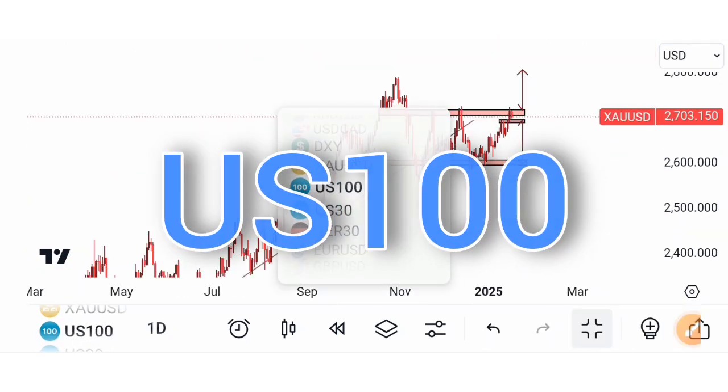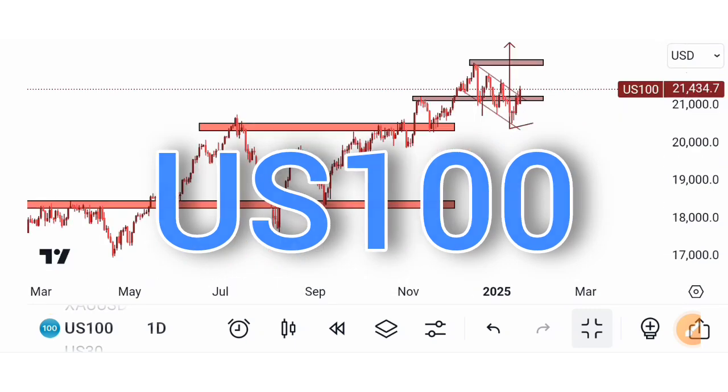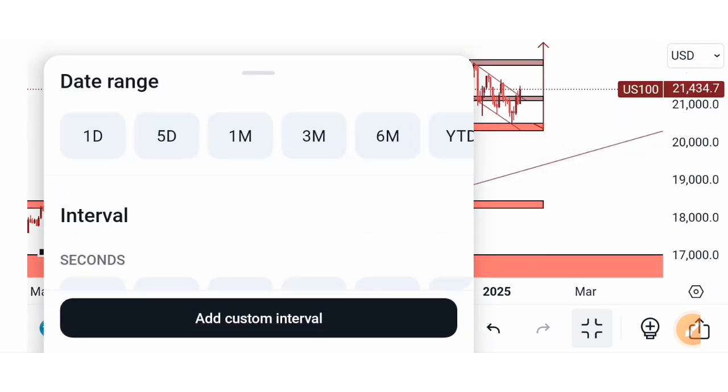Moving on, this is US 100. I'm bullish on this market. I don't even think I need to go to a higher time frame, but let me just go to the weekly time frame.